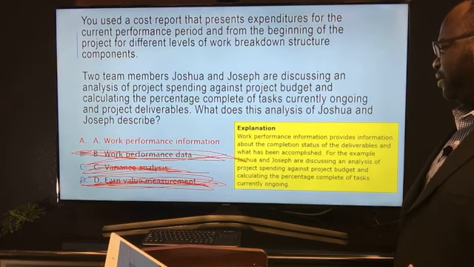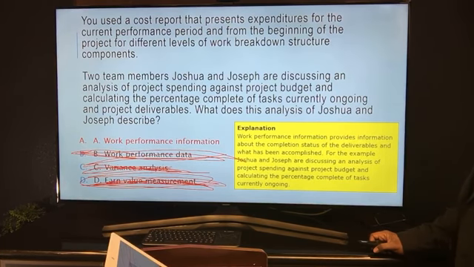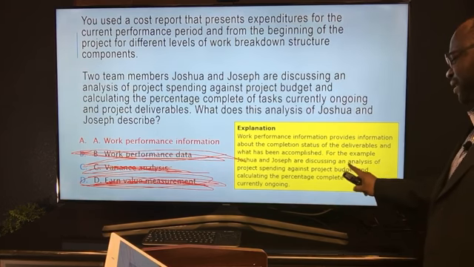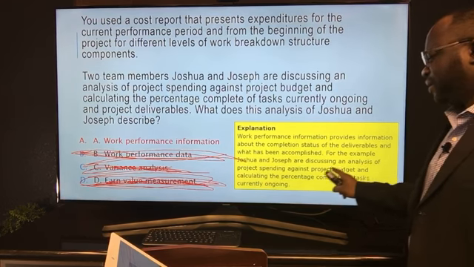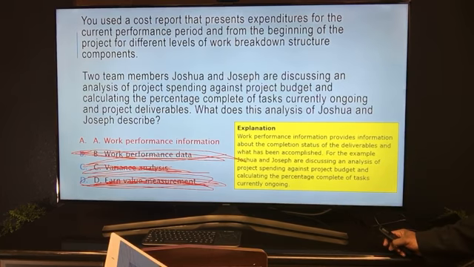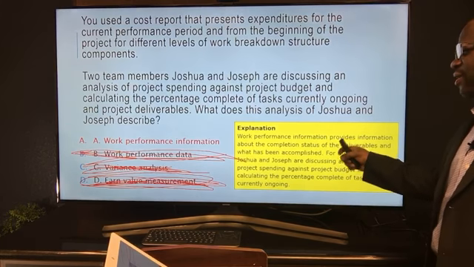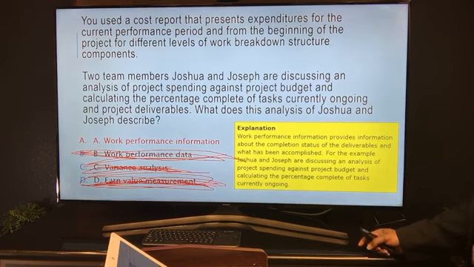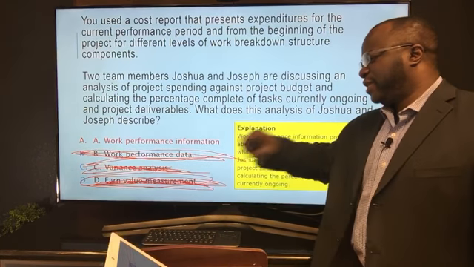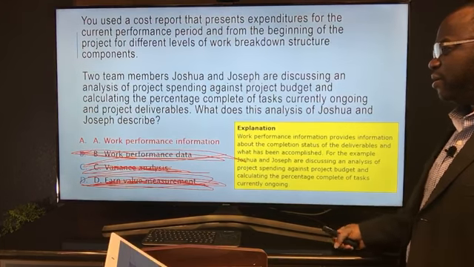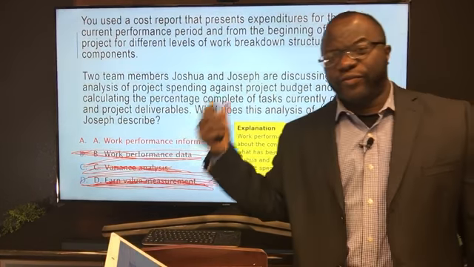And his explanation is, work performance information provides information about the completion status of the deliverables and what has been accomplished. For the example, Joshua and Joseph are discussing an analysis of project spending against project budget and calculating the percentage complete of tasks currently ongoing. Key thing is that deliverable, okay? That immediately threw me off variance analysis, and I got rid of that. But I hope you had fun with it.